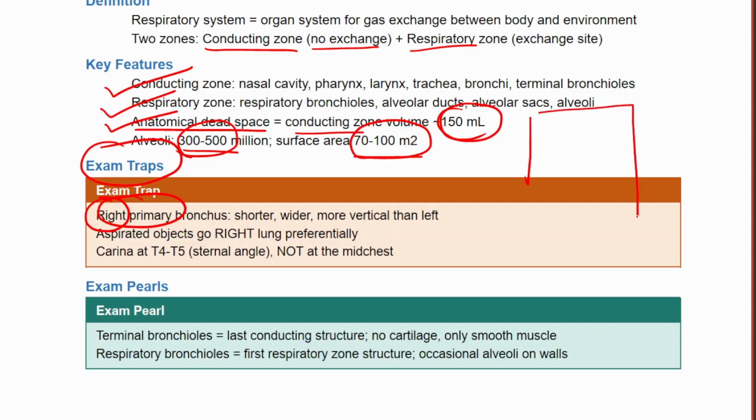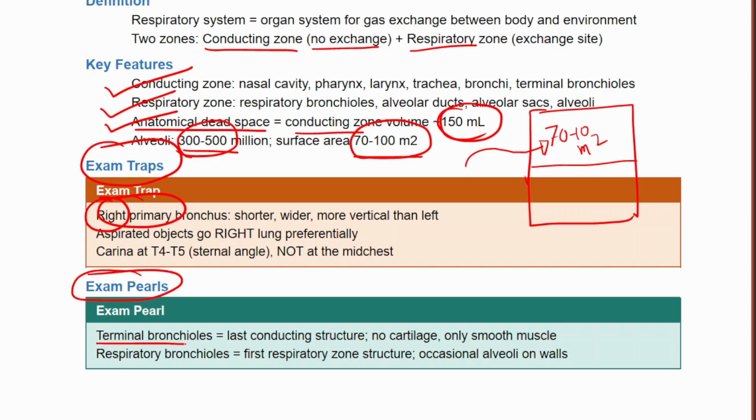Let's say this is a tennis court. Let's say the floor area or the surface area is around 70 to 100 square meters. And if you take all the surface area of the lung and measure it, it will be around the size of a tennis court. This enormous surface area is the engineering solution to the problem of moving enough gas quickly enough to support life. And I will repeat the exam pearls because they are very important for exams.